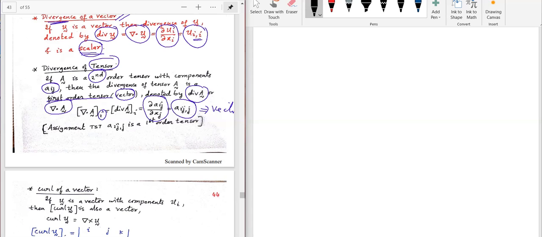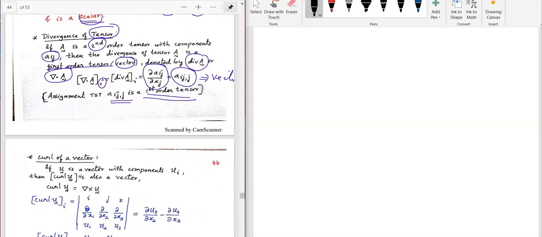And we can easily prove this. Now this is an assignment for you people: to show that this Aij comma j is a first order tensor. In other words, Aij comma j is a vector. That's about divergence. So divergence is like a demotion. In the last class we learned gradients. Applying gradient is like a promotion, the order gets increased by 1. In the case of divergence, the order is getting decreased by 1.